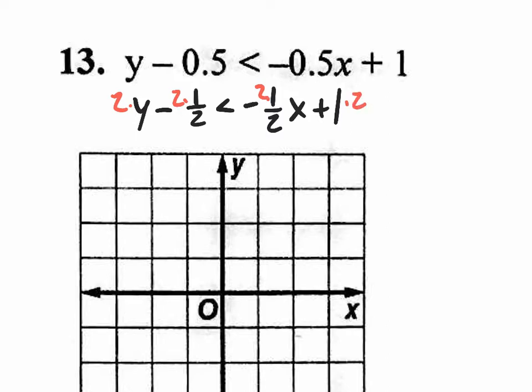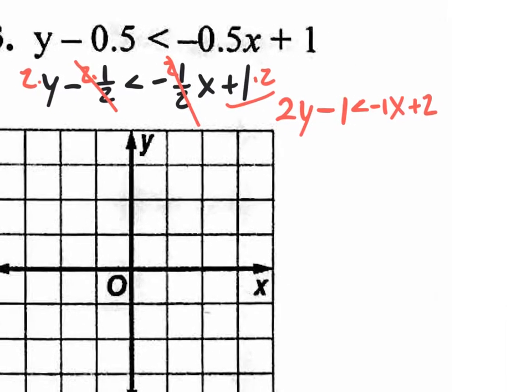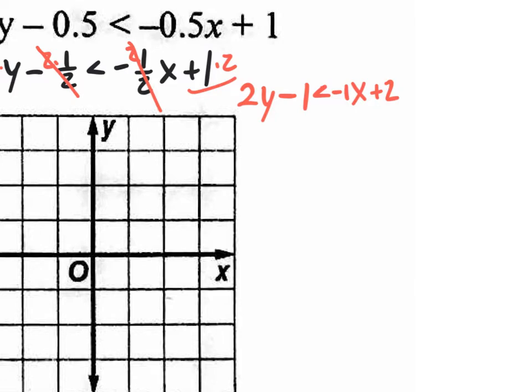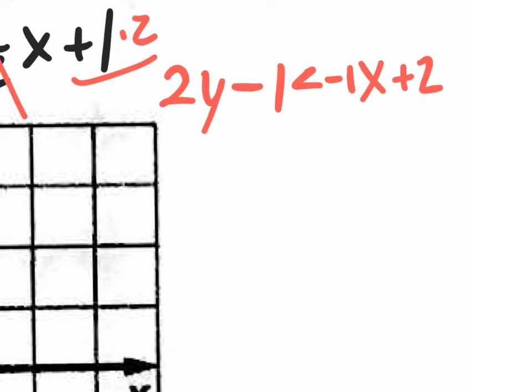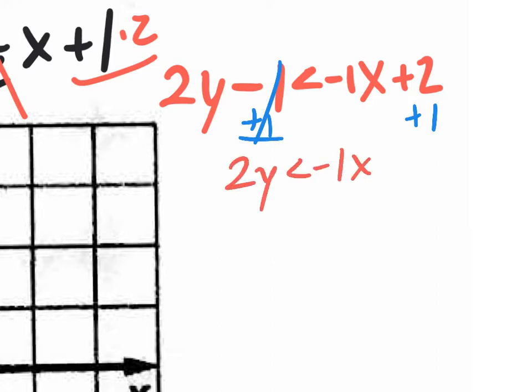So you will end up with the new equation or inequality that says 2y. This one cancels out right here, so you have a minus 1. This cancels out. You're going to have a minus, or less than minus 1x. And then at the very end, 1 times 2 is 2. You could have just crossed it out at the beginning with the decimal. So let's continue getting rid of the minus 1 by going plus 1. Plus 1. I have a new equation that says 2y is less than negative 1x plus 3.